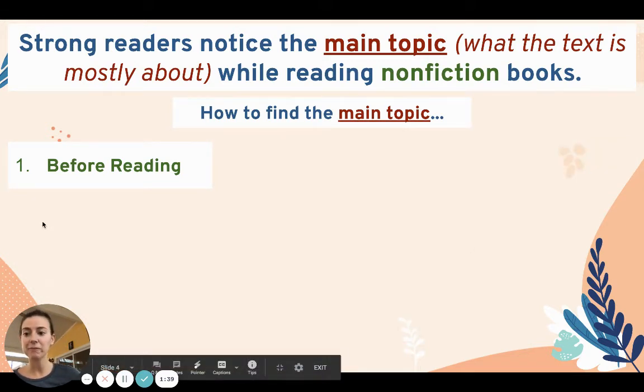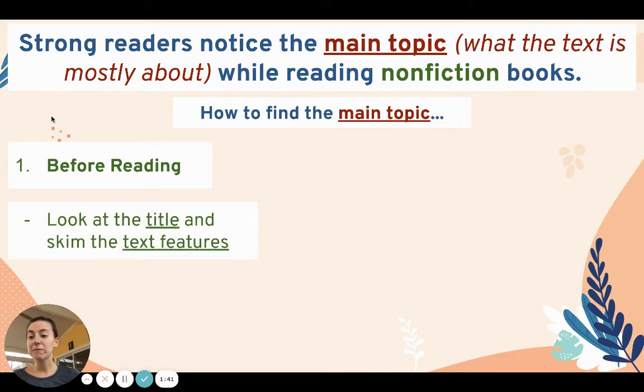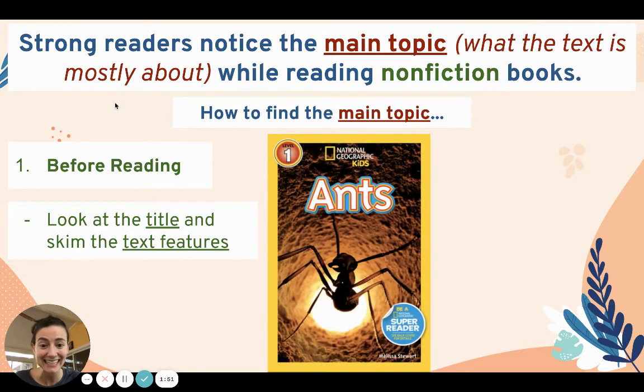Let's start with before reading. Before you read, friends, you need to look at the title of the text and you need to skim the text features. Let's do that together with this book, Ants. All right, well, that was easy. I found the title. Can you see it? Point it out. Yeah, there's the title, Ants.